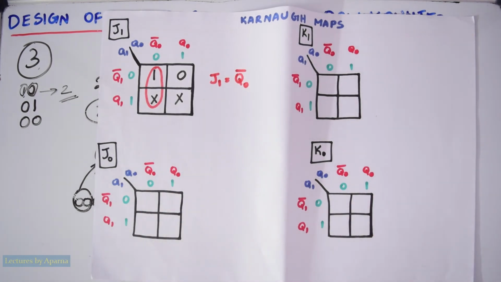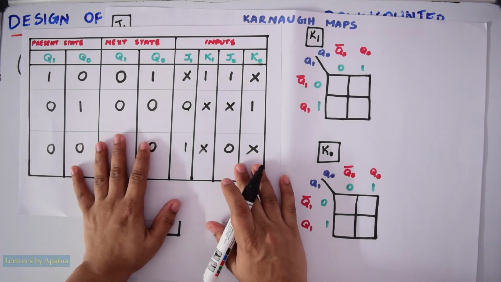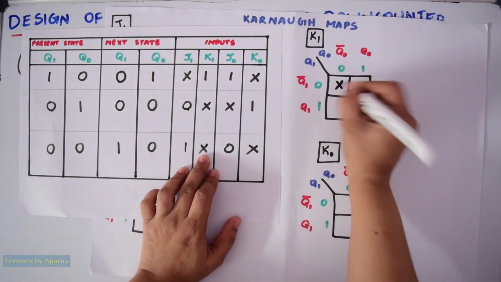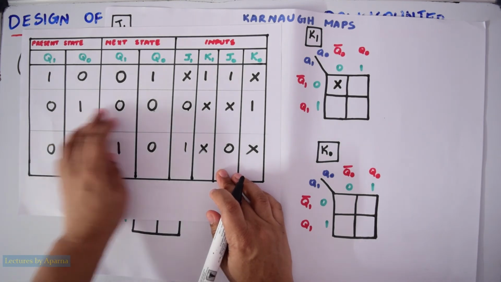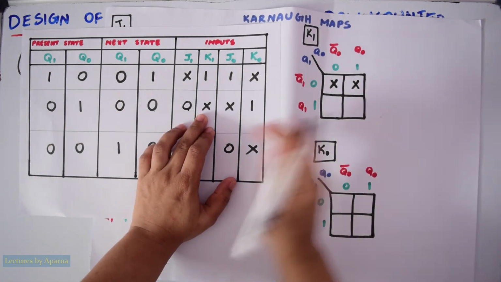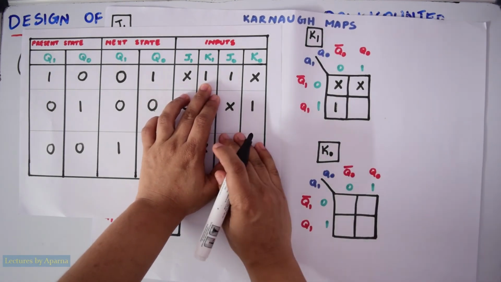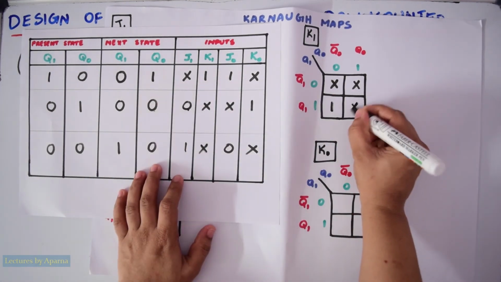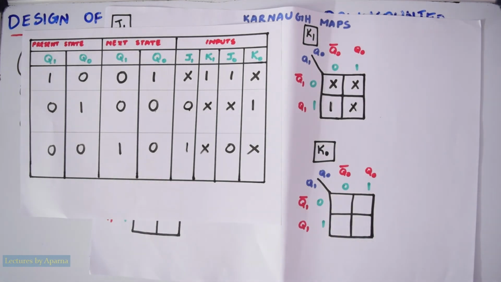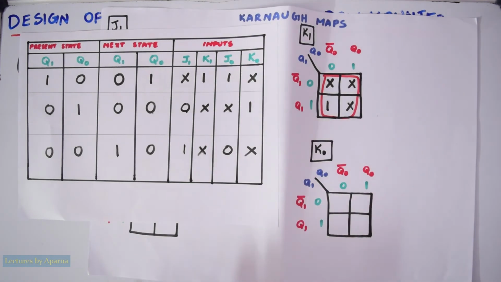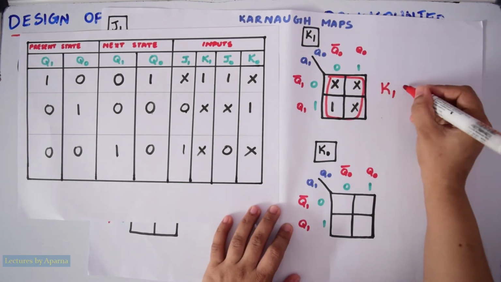Now let us write the expression for K1. For K1, looking at this we have to fill. So for condition 0 0 for K1 it is don't care. So put don't care here. For 0 1 it is don't care. So don't care here. 1 0 it is 1. So 1, and 1 1 condition is not there, so put don't care. Now we can group this like this. So the equation for K1 is equal to 1.